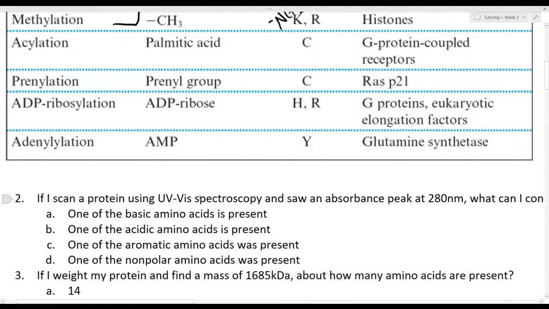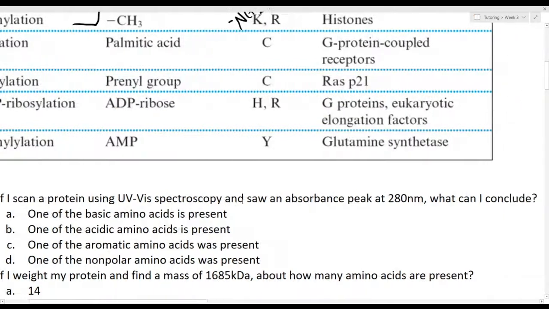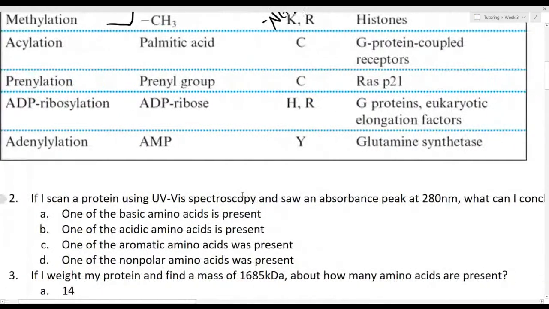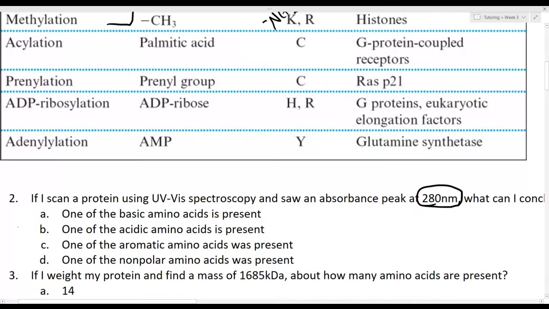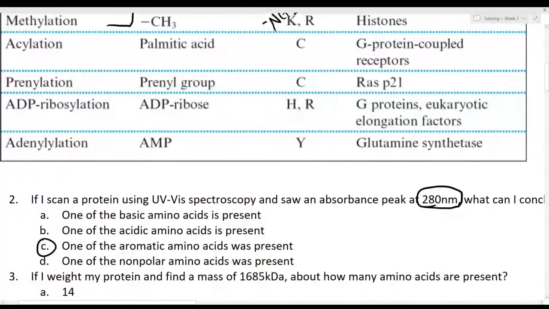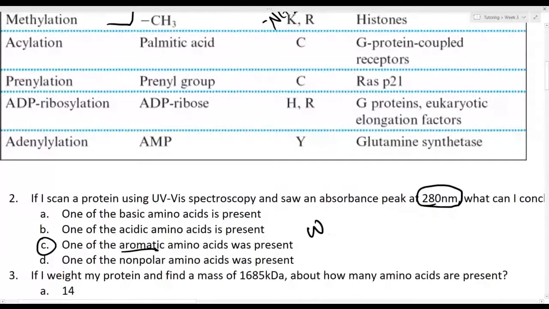If I scan a protein using UV-Vis spectroscopy and I see an absorbance peak at about 280 nanometers, what can we conclude about this protein? 280 is one of those numbers they want you to memorize. Yes, someone said C. You're exactly right. It is that there's an aromatic amino acid present. The aromatics, which are tryptophan, tyrosine, and phenylalanine, these 3 show absorbance peaks near 280. Really, it's about 250 to 300, but 280 is the most consistent. Really good answer.